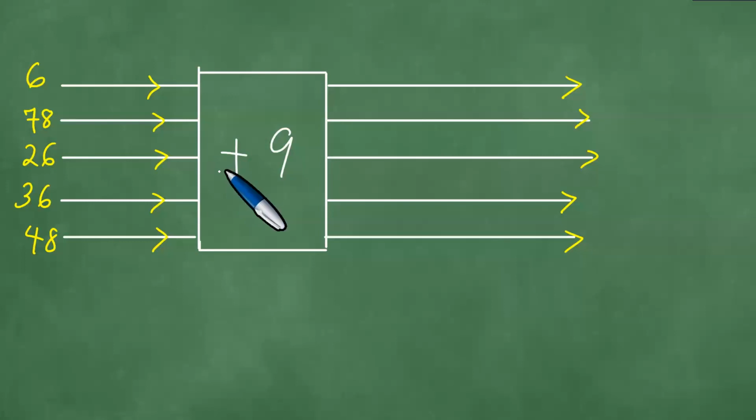We are adding the number 9 to each of these entries. So adding the number 9 to each of these entries, what is 6 plus 9, Mpile? The number is 15. What is 78 plus 9, Mpile? What is the answer? It's 87, Mpile.